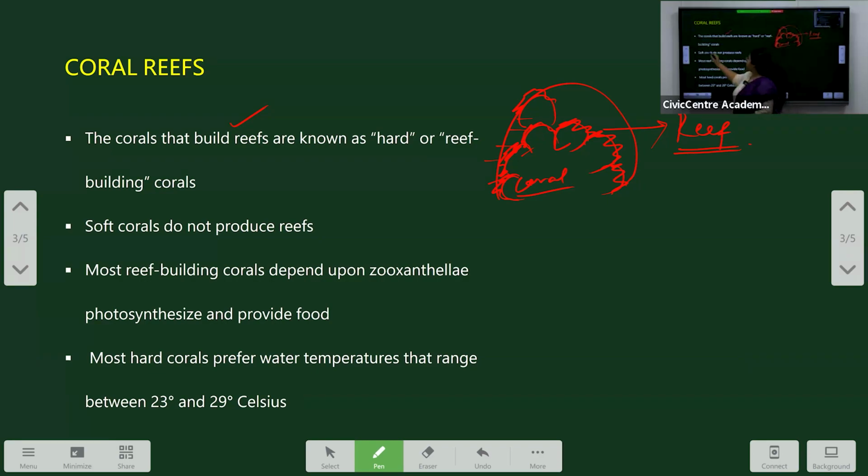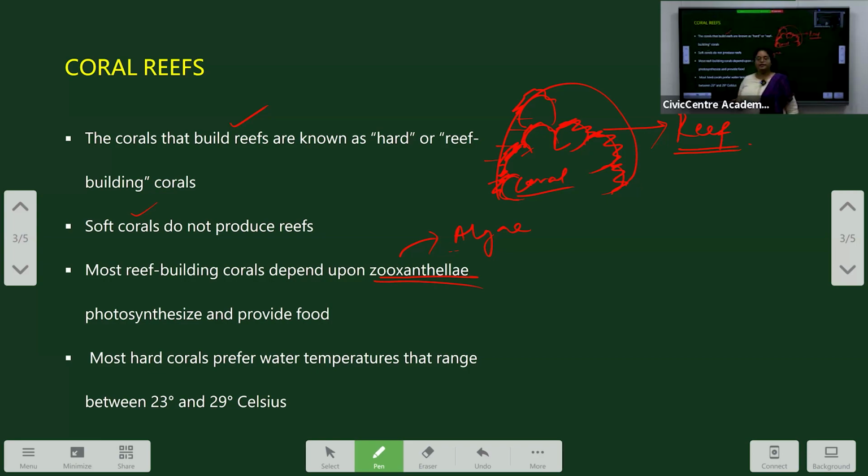Now, soft corals do not produce any reefs, and most of the reef building corals depend on zooxanthellae for their food. We have already seen zooxanthellae is the algae that is present in the tissues of the corals and which has a symbiotic relationship with the corals.